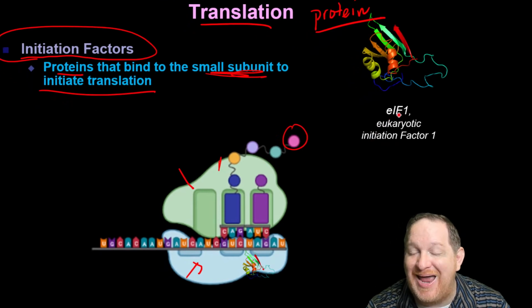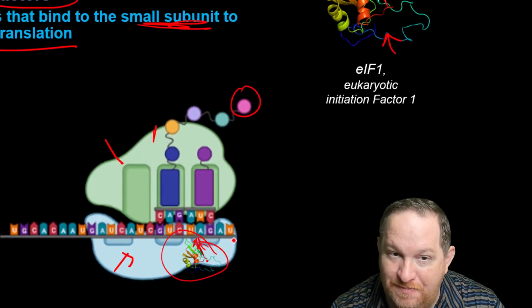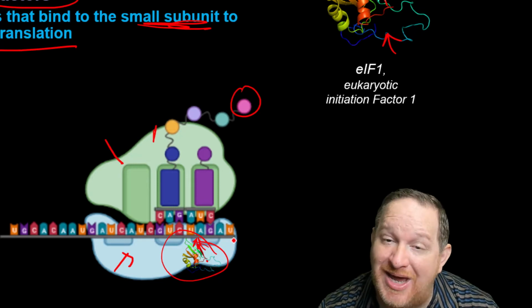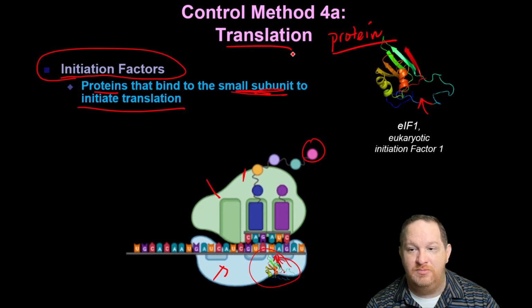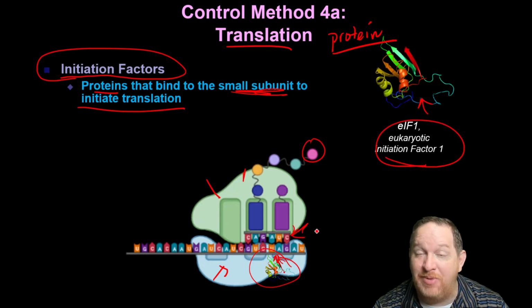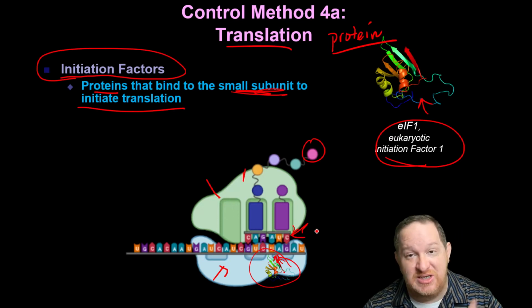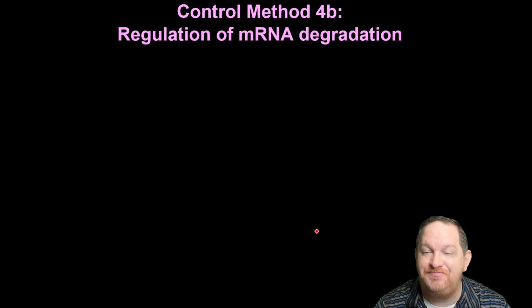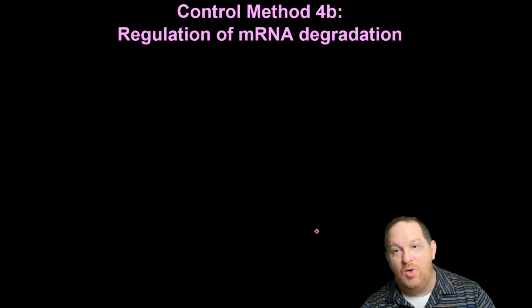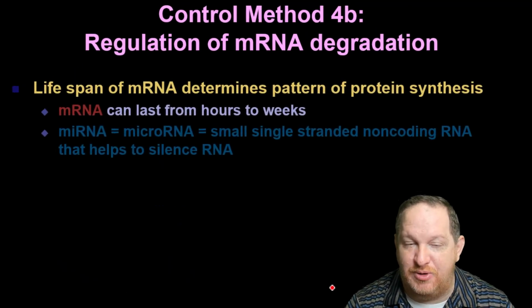So EIF1, there's the initiation factor, and you notice that this protein kind of binds right down here, and this helps initiate translation. Well, if there's no initiation factor, translation doesn't happen or doesn't happen as efficiently as it could, so we don't get the protein made. All right, so we need those initiation factors to help translation. All right, so now, once we have that messenger RNA made, so let's go back to my example.